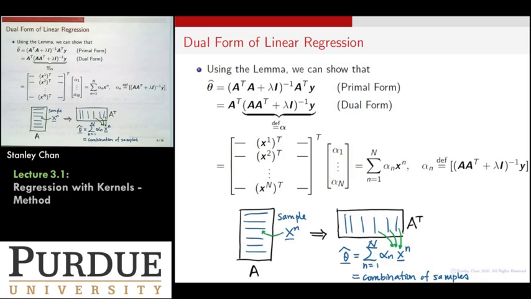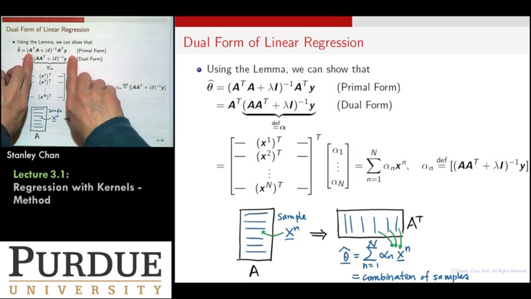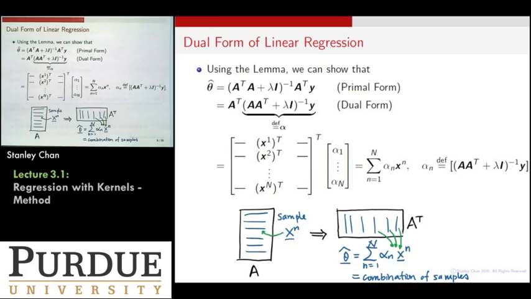Now, let's do some calculation. Let's define the latter part. Usually we talk about the part here, but now let's look at the latter part. I'm going to define it as alpha. Now it is a vector. Why is it a vector? You have a vector here, you have a matrix inverse times a vector, it will give you a vector. So I call this vector alpha. Then what do you have? Then you have A transpose alpha. See that? So A transpose alpha.